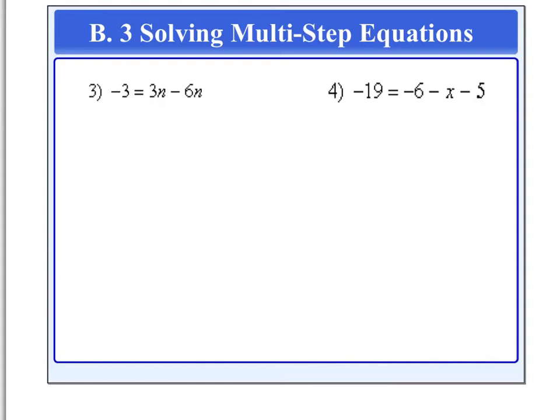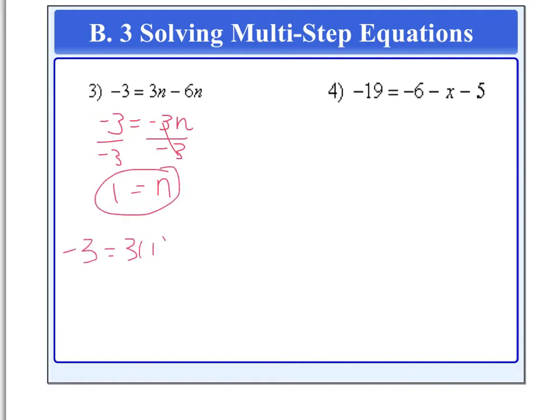Next one, we've got 3n minus 6n, so negative 3 equals negative 3n. Divide by negative 3, n equals 1. We check, negative 3 equals 3 times 1 minus 6 times 1. Negative 3 does equal 3 minus 6. Perfect.